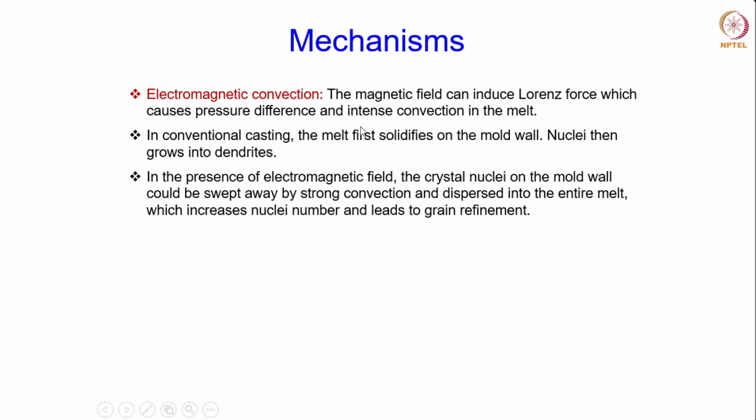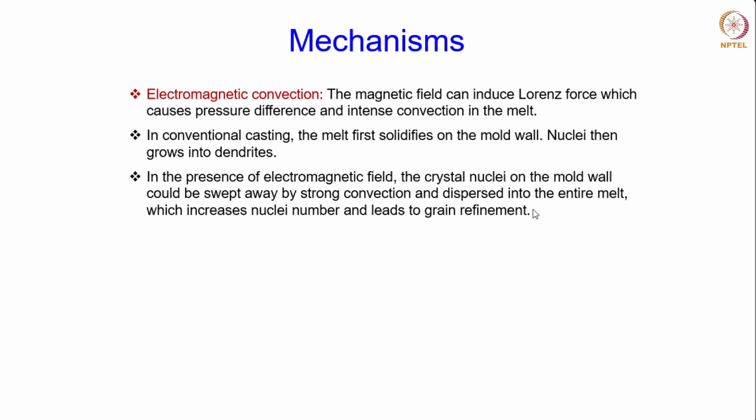So we have already understood how this convection is created due to the presence of the magnetic field in the melt. Now when the solid crystals are forming on the mold wall, they can be broken away or swept away by this strong convection and dispersed into the entire liquid metal. This will increase the number of nuclei and lead to a high nucleation rate, ultimately leading to grain refinement.